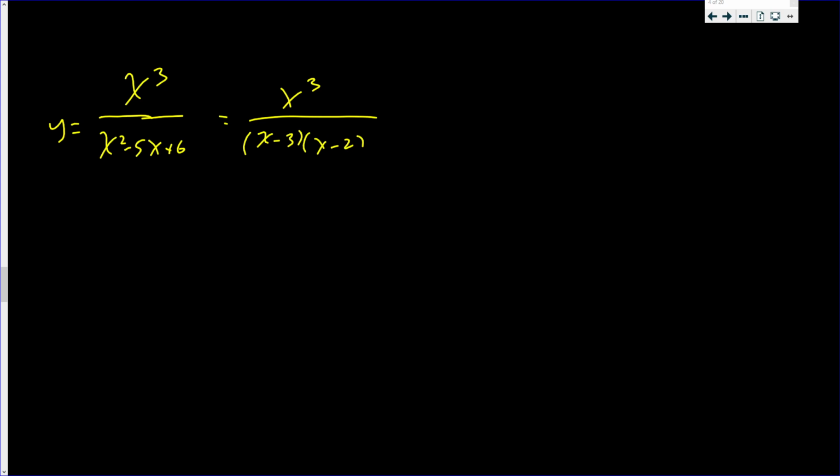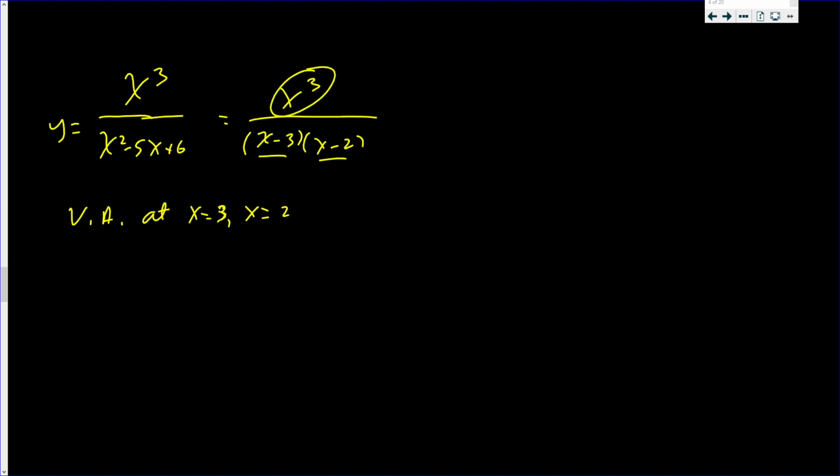Suppose you have x cubed plus x squared minus 5x plus 6. You want to graph this. First thing I would do, should have done it in the last problem, is factor the denominator. This tells me pretty clearly that vertical asymptotes are at x equals 3 and x equals 2. Why? Because 3 and 2 make the bottom 0, but don't make the top 0.